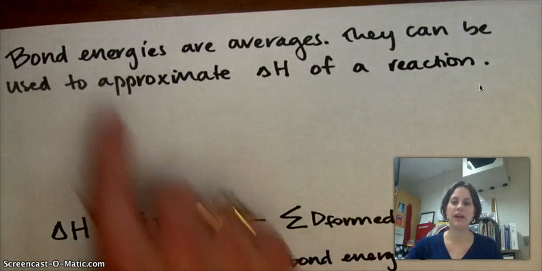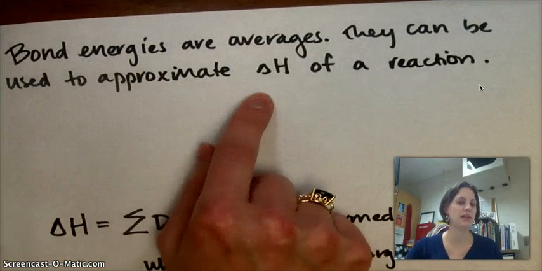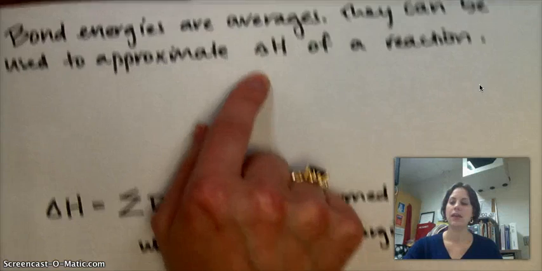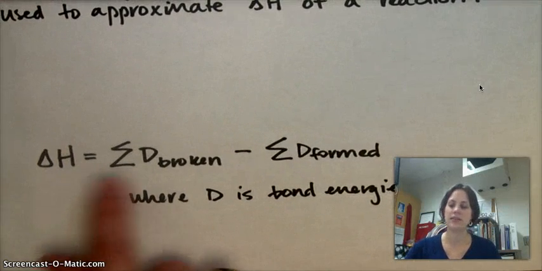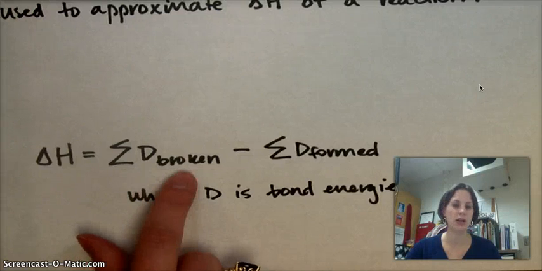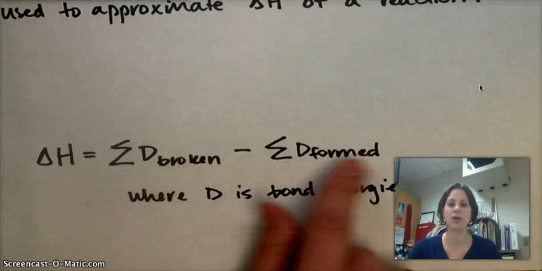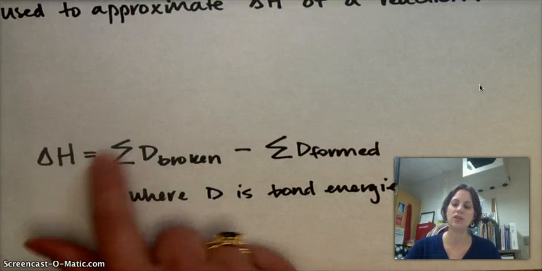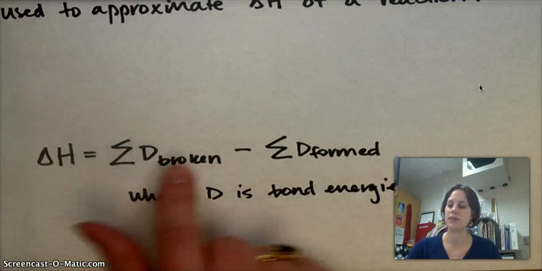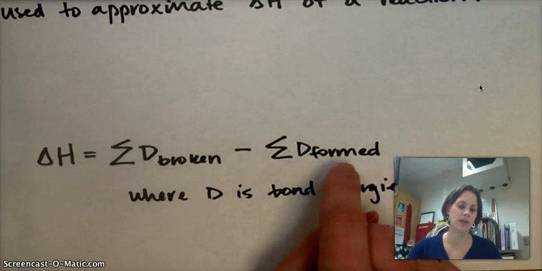is, again, we've used bond energies as averages to calculate the delta H of a reaction. That can be summarized using this formula here. Delta H is the sum of D broken minus the sum of D formed, where D is the bond energies. So all the energy going into breaking my bonds minus all of the energy forming the bonds.